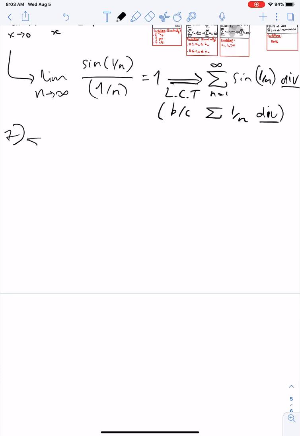Let's do 7. This is kind of an interesting one. Let's say we have n factorial over n to the n. Convergent, divergent?